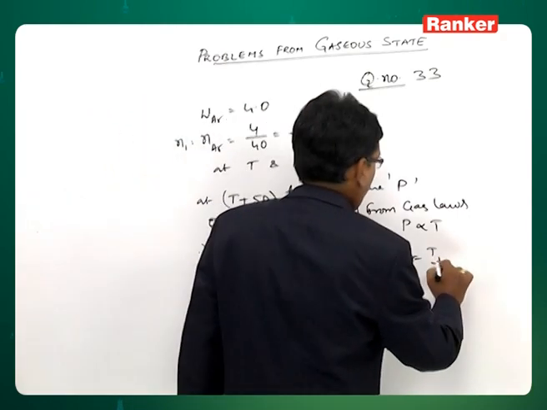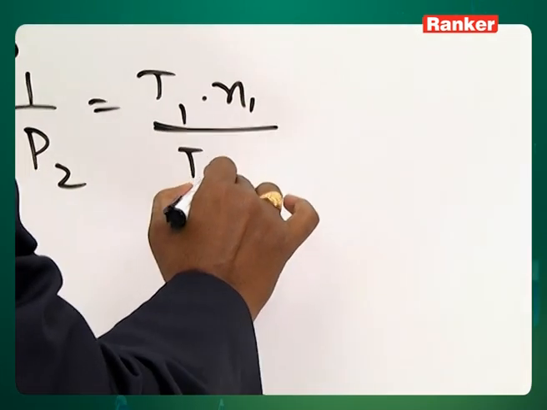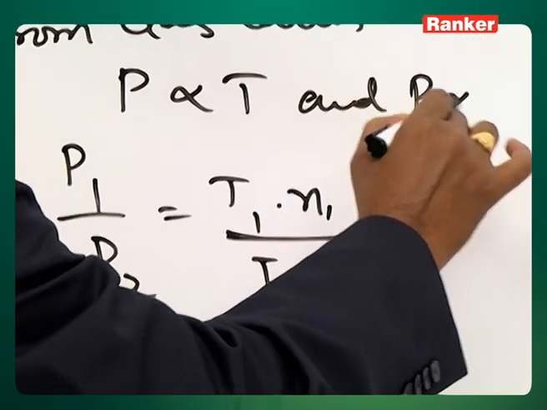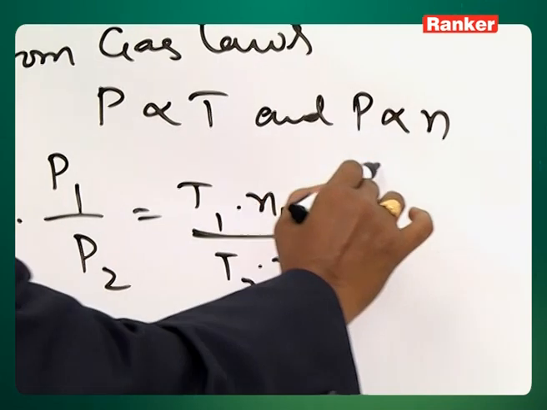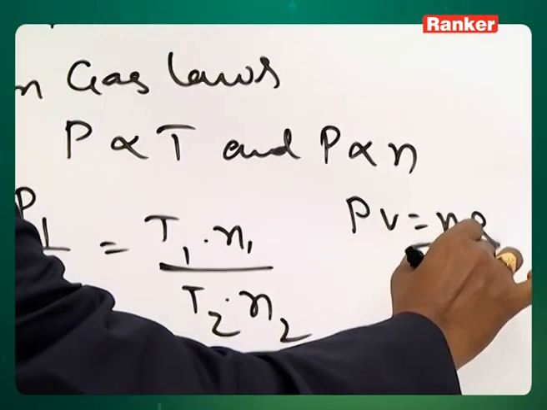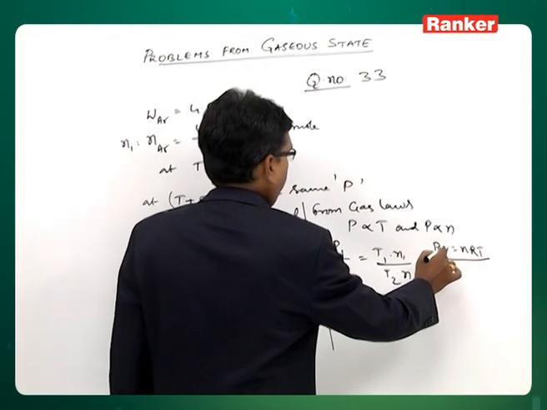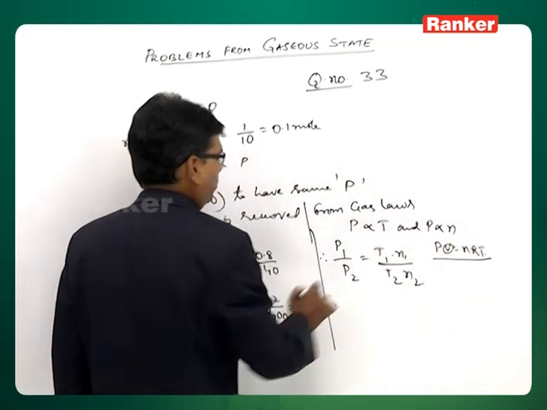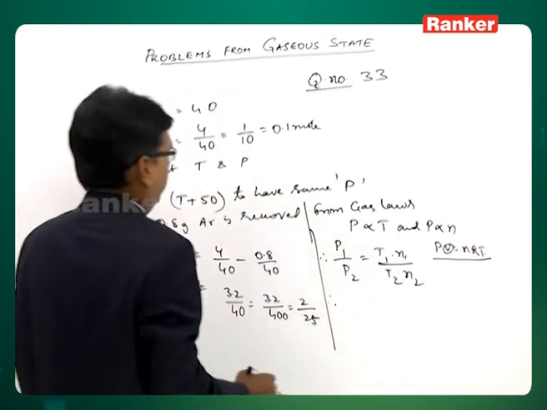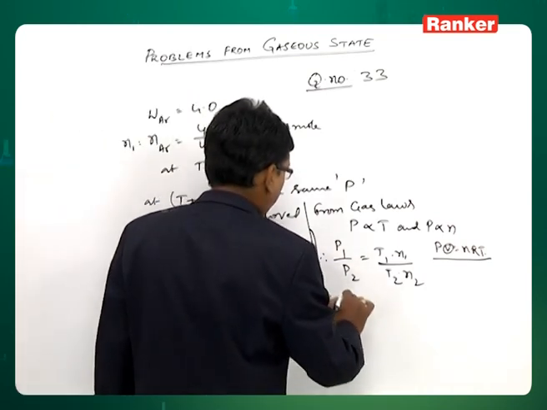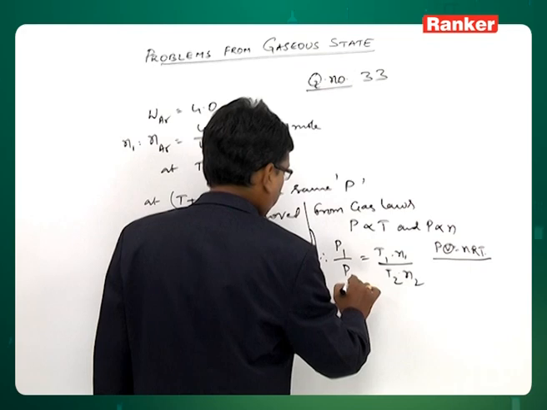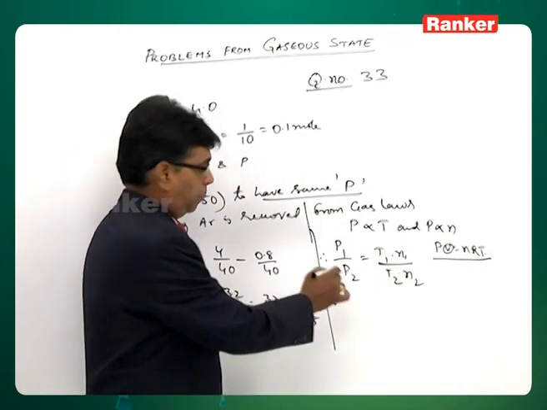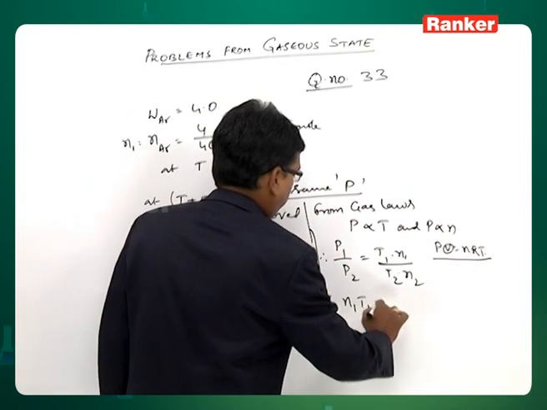P is proportional to T as well as P is also proportional to n, because we have PV equal to nRT. So, at constant volume, P is proportional to n and T. So, P1 by P2 is n1 T1 by n2 T2. Since the pressure is the same, P1 is equal to P2, that means n1 T1 is equal to n2 T2.